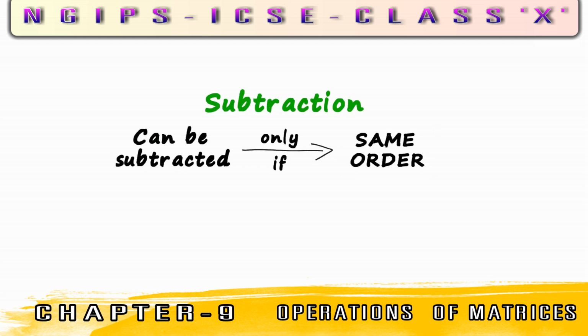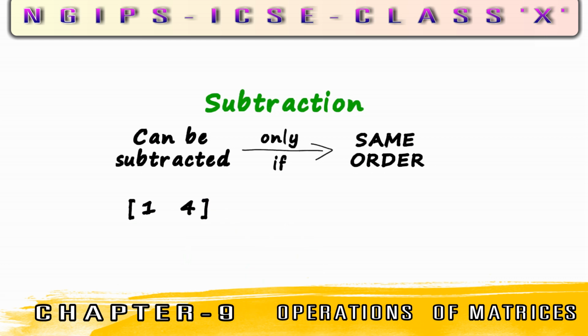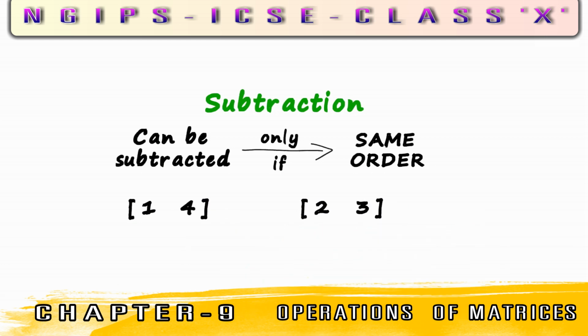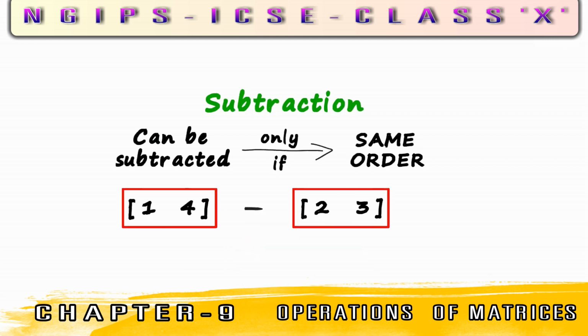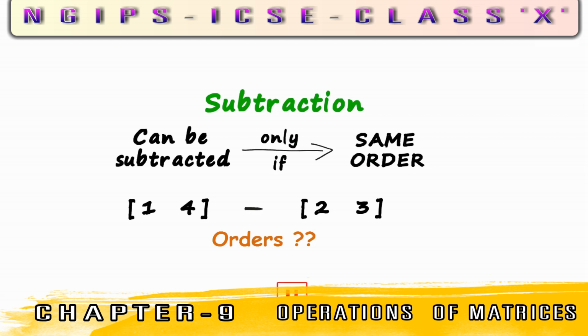In the first matrix we have 1, 4 in one row, and in the second matrix we have 2, 3 in a row. Is this subtraction possible? I am not asking you to subtract the two matrices. I am just asking if it is possible to subtract this matrix from this one. To know if they can be subtracted, we need to know the order of each. Pause the video and find its orders.